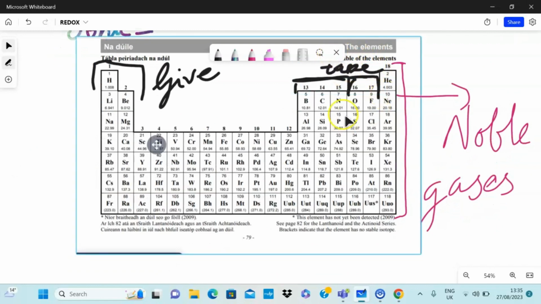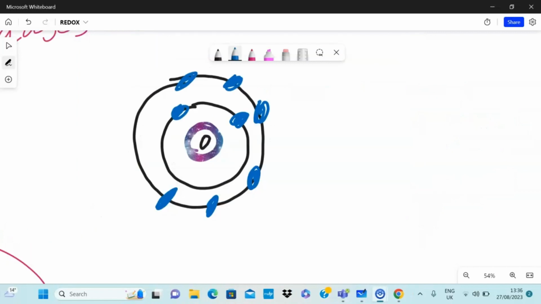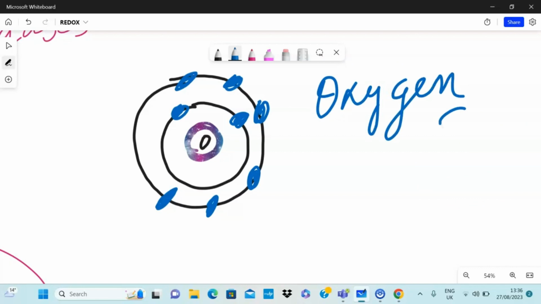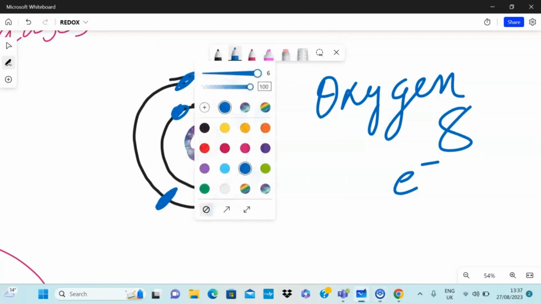Now, at the same time, if you look at any of the taking ones, I'll draw oxygen. Alright, so this is oxygen. Oxygen has an atomic number of 8. So that means it has 8 electrons. Now, I've drawn the electrons here, 2 on the first shell and 6 on the outer one. Now, oxygen is lazy. It's not going to give its 6 electrons away to become stable. So it's just so much easier for it to gain 2 electrons.